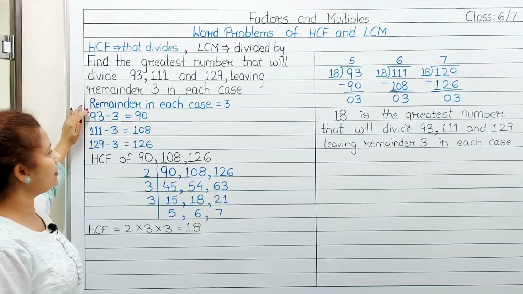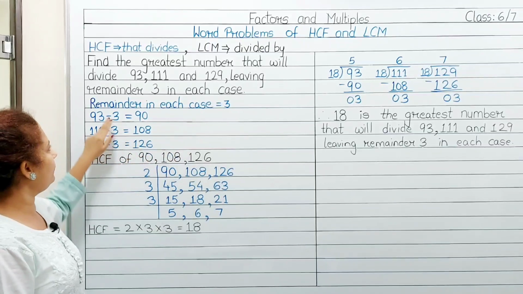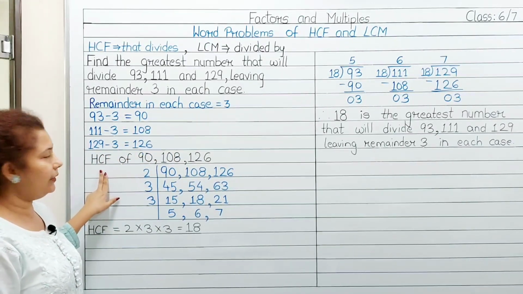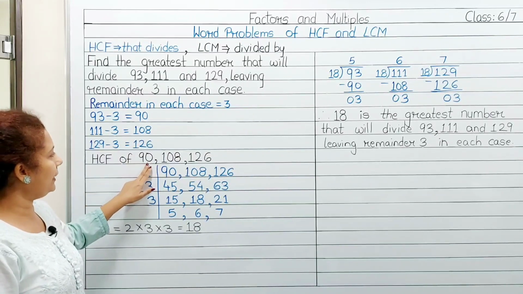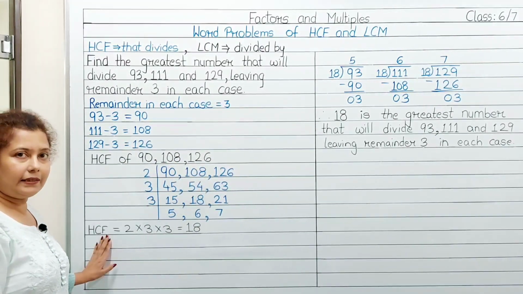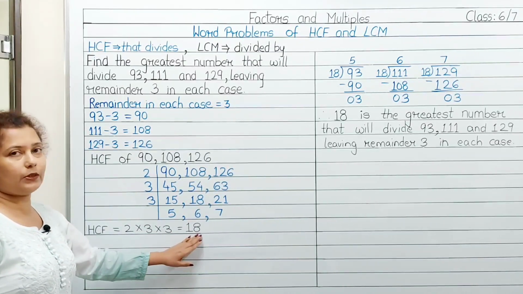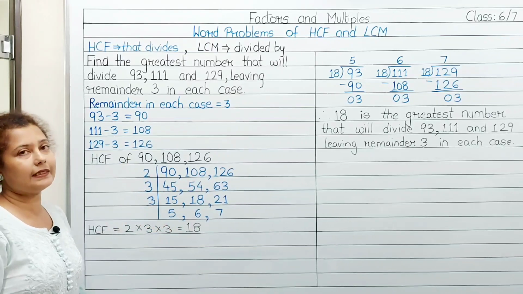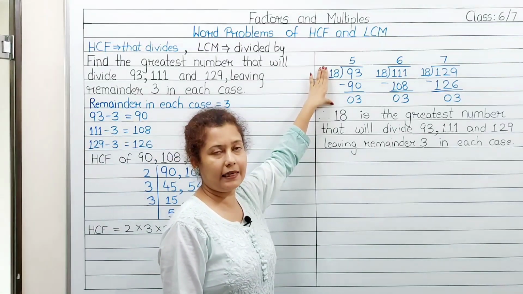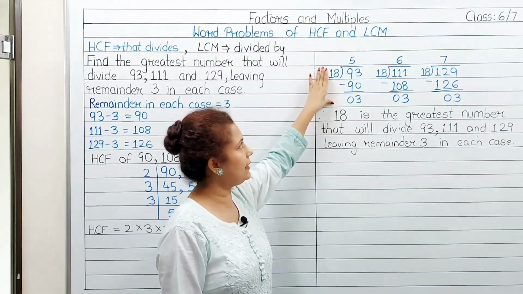So here first statement we will write remainder in each case is 3. Then we will minus 3 from each number. Next step will be HCF of 90, 108 and 126. So HCF is 2 into 3 into 3 equals to 18. So here we got the HCF 18. This part is just to understand the sum, and this part you don't have to include while solving the sum.